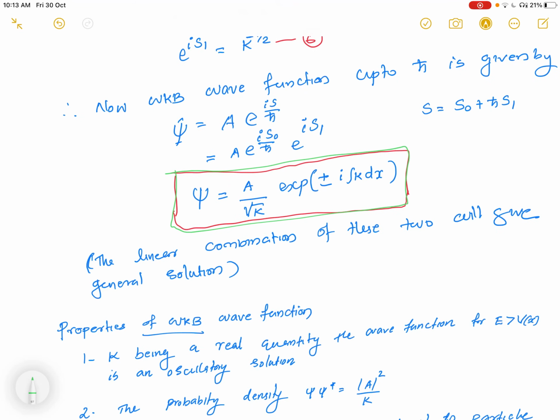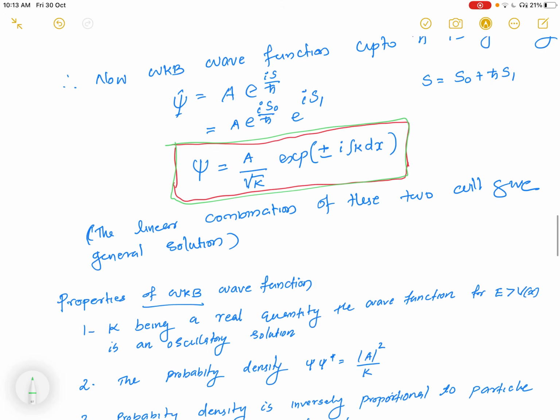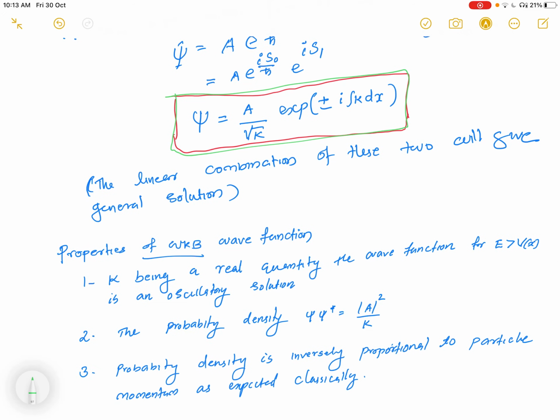Okay. So the next point is, what are the properties of the WKB wave function. Here k is a real quantity. So for k being a real quantity, the wave function for e greater than v of x is an oscillatory function. If k is a real quantity, for the condition e greater than v of x, this is an oscillatory wave function.